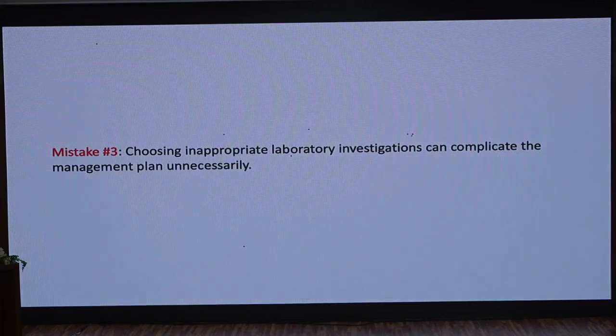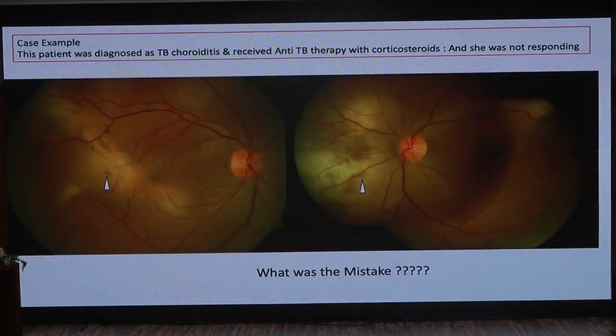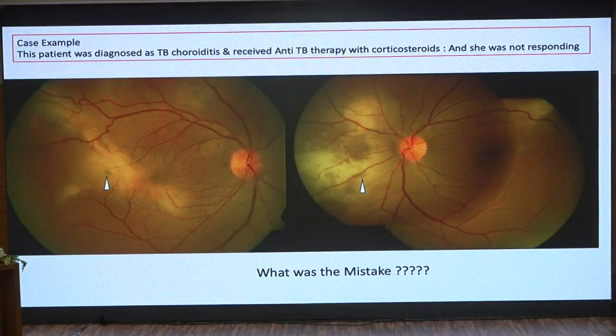The third thing is that sometimes we get the imaging done, but we don't study the meaning of the imaging. Then we order the lab investigations, and the lab investigations come positive, and then we treat, and we complicate the whole thing unnecessarily. This is a patient actually managed in this very city. She's a young girl. She was diagnosed as TB choroiditis. She received anti-TB drugs and steroids, and then she was not responding for almost, I think, 3 months, and that is how she came to me.